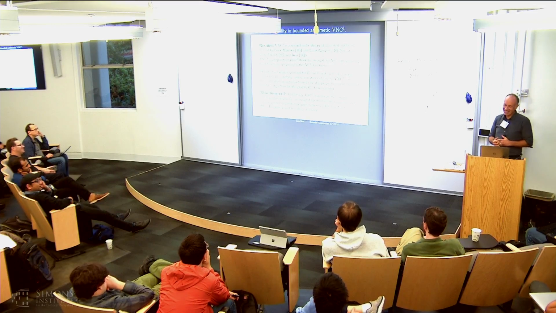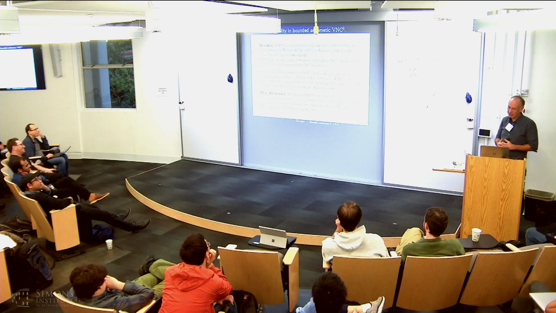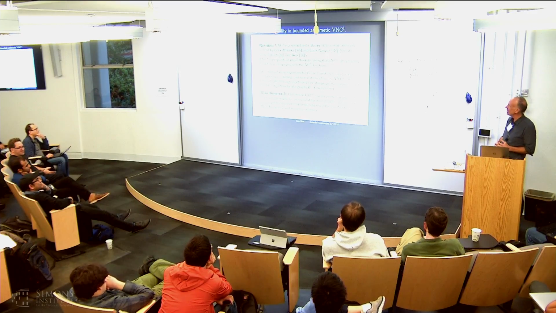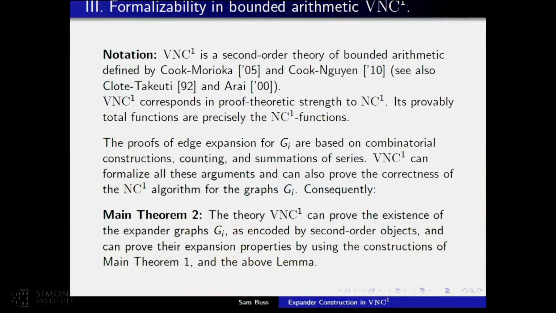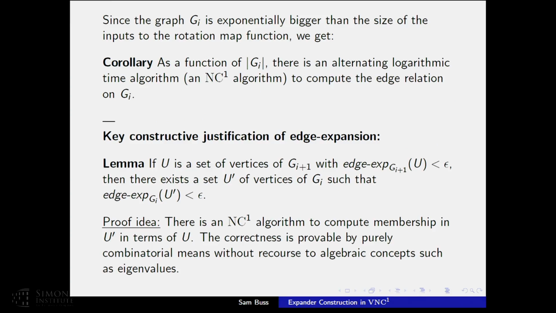Nonetheless, there's been a fairly long line of work, but the theory I'm interested in here is what's known as VNC1, due to Steve Cook and Morioka, building on earlier theories, especially Arai. It has the property that the arguments that can be carried out are precisely the arguments that can be formalized using concepts from NC1. So basically, VNC1 can carry out the kinds of arguments needed for the omitted proof of this lemma, for instance, here in the previous theorem.